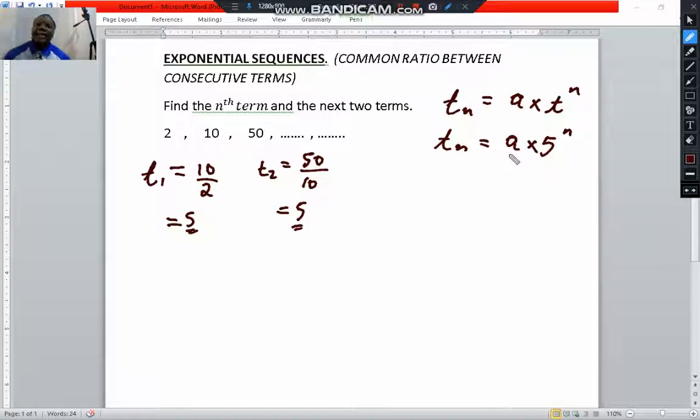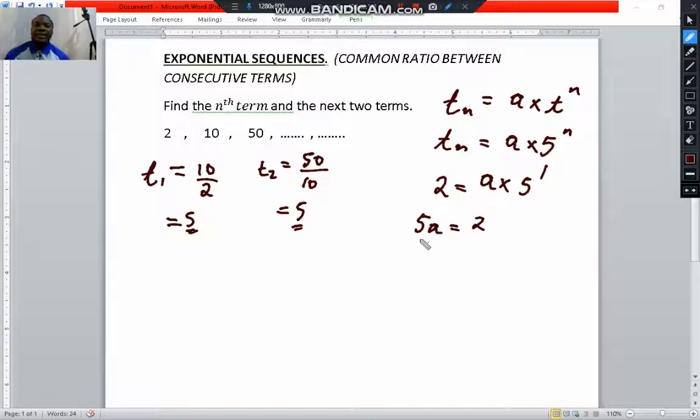To find a, we need to pick one term here and put it where there is tn, and then take note of its position and substitute that position where there is n. For me, the easiest is always the first term because it's got n equals 1. So picking 2, we are going to say 2 would be equal to a times 5 to the power of 1. I like rearranging such. This is going to give me 5a equals 2.